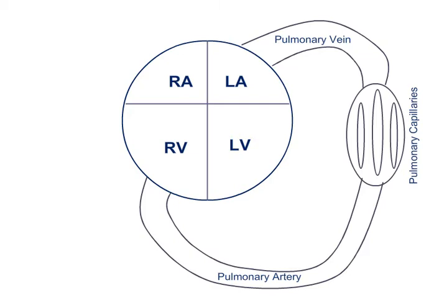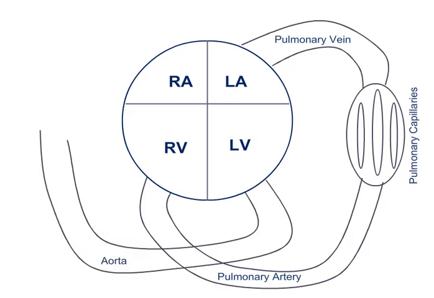Now let's begin to draw our systemic circuit. Remember, the systemic circuit pumps blood to the remaining tissues in the body. And the largest vessel of the systemic circuit is our aorta. The aorta is an artery. And remember, arteries carry blood away from the heart. In this case, the aorta is going to be carrying oxygen-rich blood to the systemic capillaries.